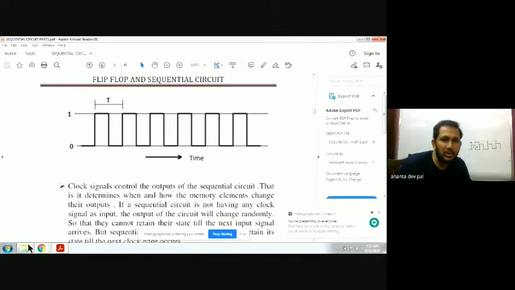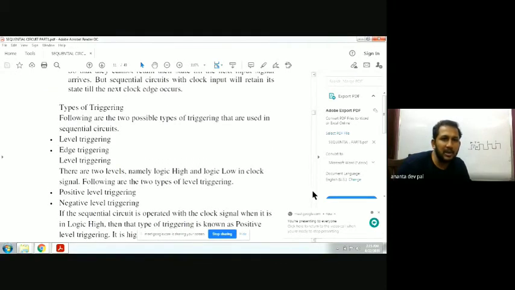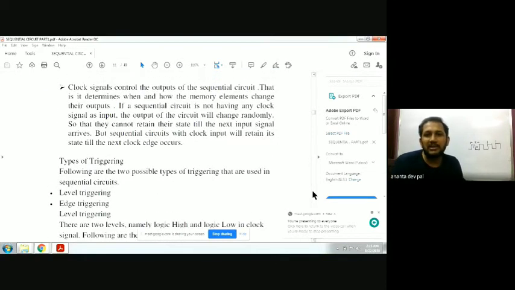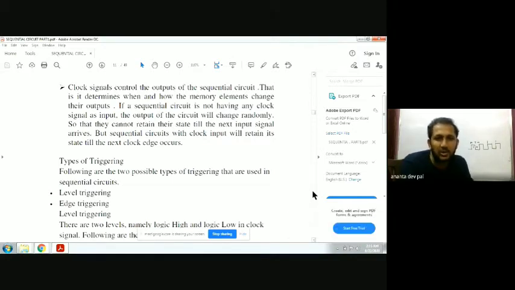Clock signal controls the output of the sequential circuit. That is, it determines when and how the memory elements change their output. If the sequential circuit does not have any clock signal, the output will change randomly, so we cannot retain the state until the next input signal arrives. Clock input will retain its state until the next clock edge arrives.